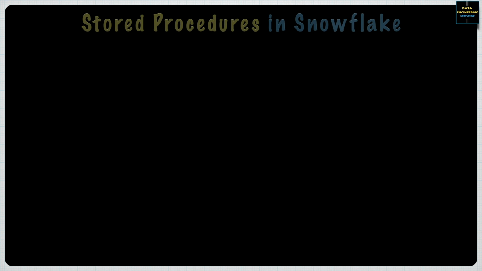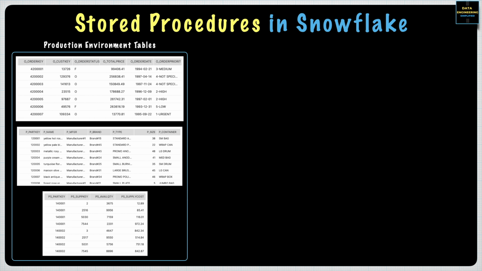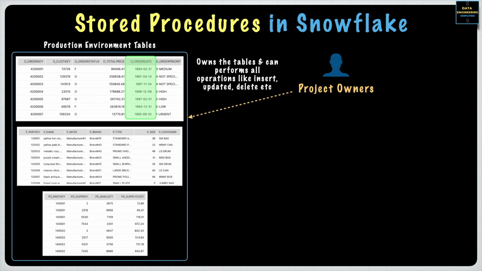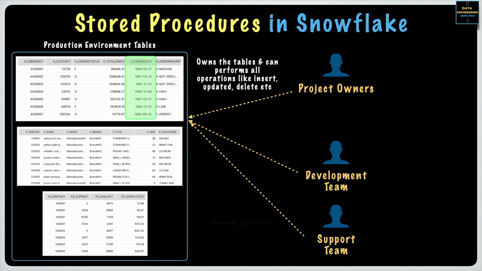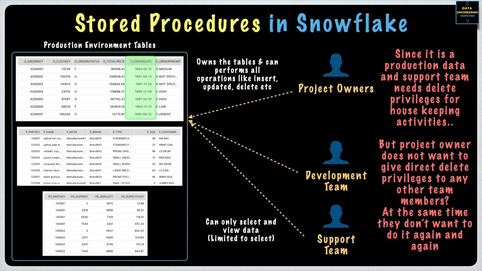Let's say you have a set of tables and data should be archived based on a cutoff date, and this cutoff date is not fixed like 7 days or 10 days. It is provided by the business group as needed. As a development team or as a support team member, you don't have the delete grants on this production dataset. Since these tables are business critical, the project owner wants to make sure that no direct delete grant is given to any team member and that it is restricted to only the project owners.